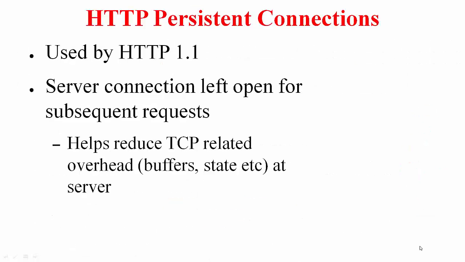As mentioned, the problem with non-persistent connections is the server has to manage too many TCP connections, which can be considerable overhead. So this was rectified in HTTP 1.1, where the server connection is left open for subsequent requests. Basically, if we are still dealing with that particular page with 5 embedded objects, you're going to establish the TCP connection, send the request, get the response, and you could use the same TCP connection to send these other object requests as well.